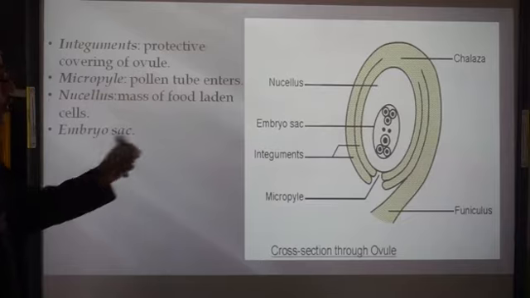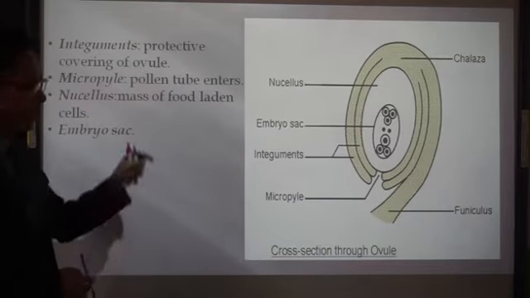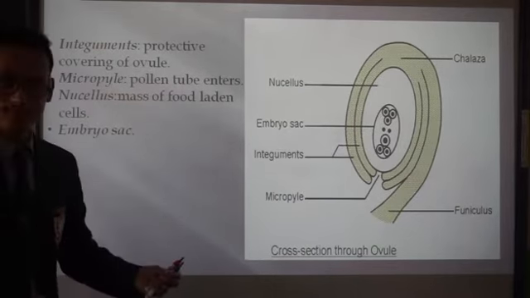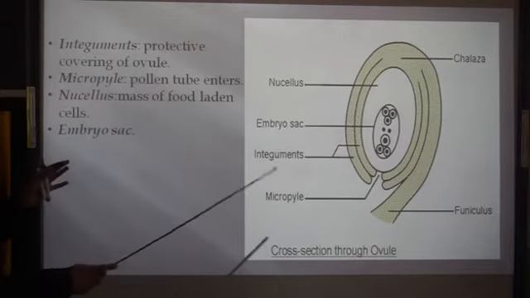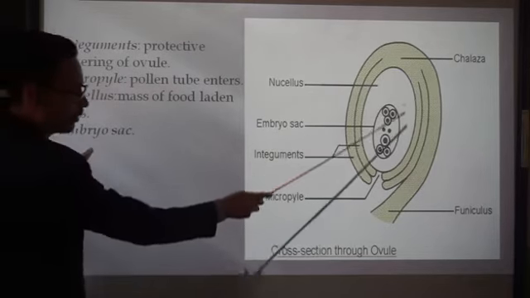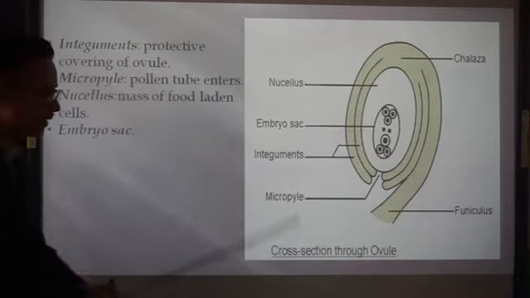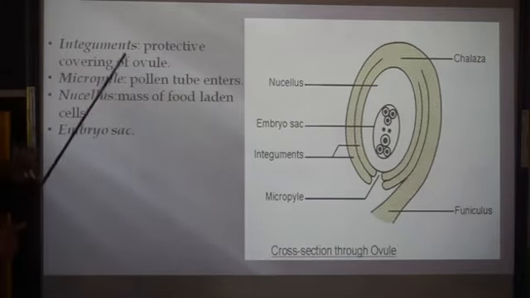Over here we will begin with the ovule. Clear? We have finished the structure of the pollen grains. Now we will see the structure of the ovule. Clear? So you can see over here the structure of an ovule, which is present inside the ovary. Clear? So let's see what an ovule is.